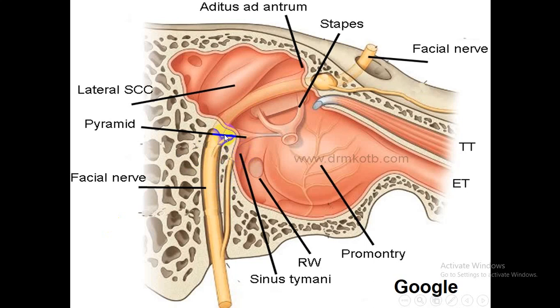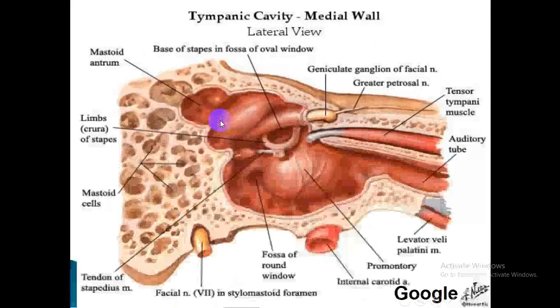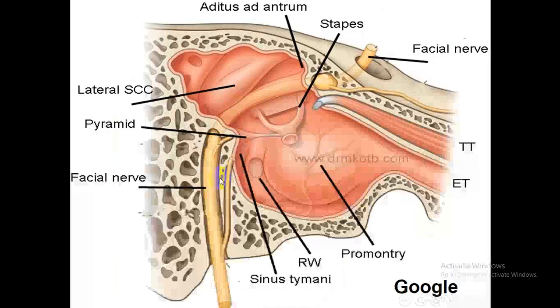So in the posterior wall we have the aditus, the opening that leads to the mastoid antrum, which is the largest and most superior cavity of the mastoid air sinus. Below the aditus is the pyramid, a small projection from which the tendon of stapedius passes to the stapes. Lateral to the pyramid is the orifice of the chorda tympani nerve. This is all about the walls of the middle ear.